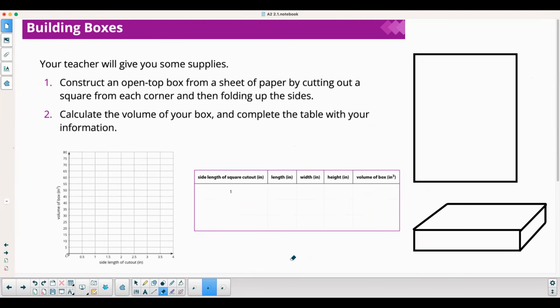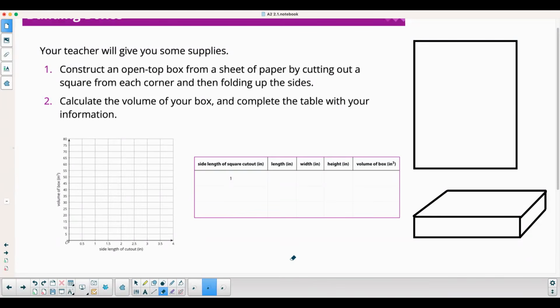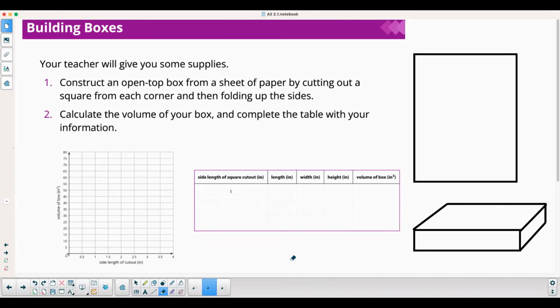All right, so on to the first activity. So if you were here in class, we would be doing this with like a piece of paper and scissors and a ruler and stuff like that. But I'm going to try my best to do it here without that. So basically, we're going to construct an open top box from a sheet of paper by cutting out a square from each corner and then folding up the sides.